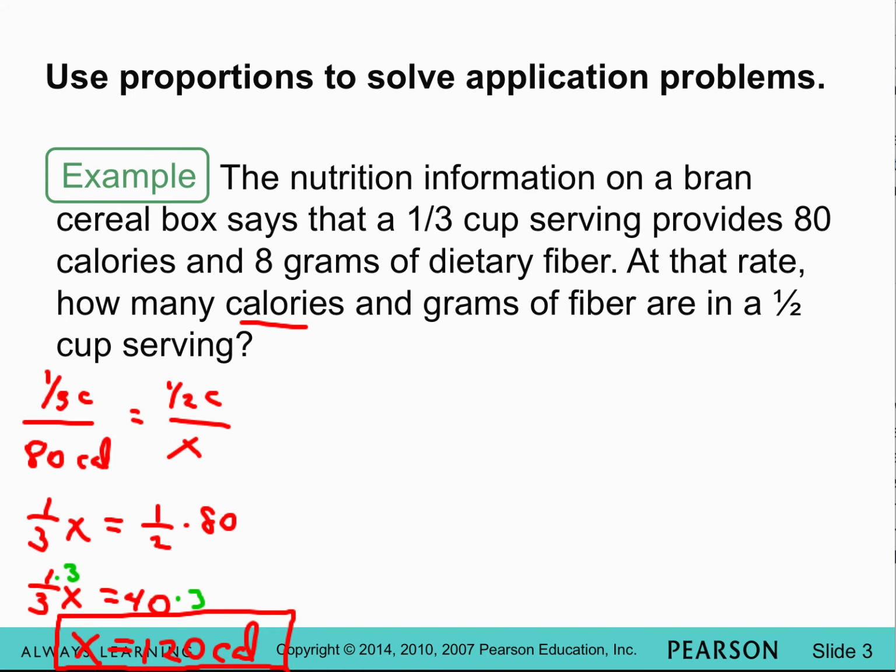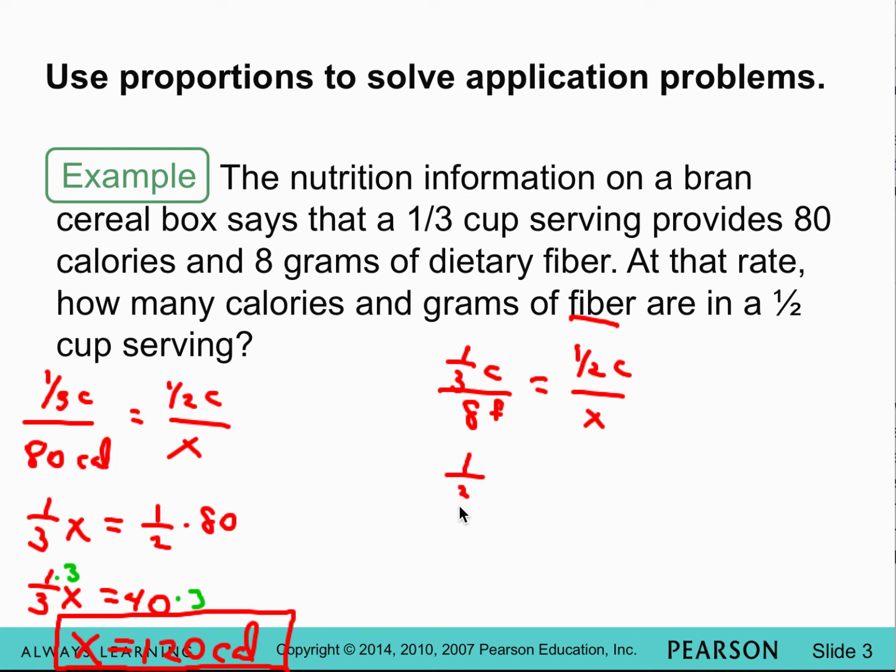Okay, what about now the fiber? So 1/3 cup gives us 8 grams of fiber. And the question is, how much is in a half cup? So that tells me I've got to put the cup here. If I would have written this upside down, I just put the 1/2 in the corresponding place. It doesn't matter.